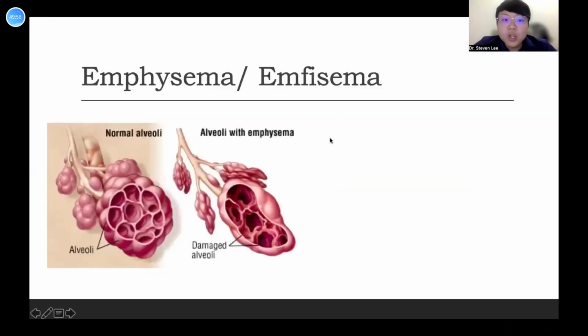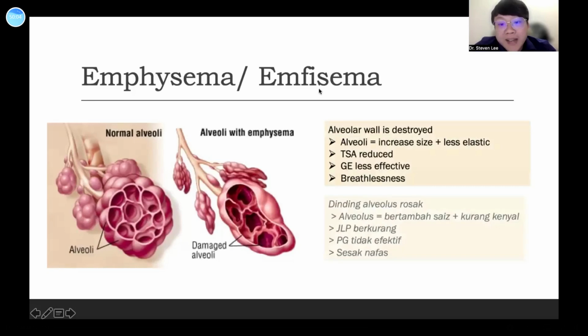Okay. So if you look at emphysema, this is a totally different thing. Emphysema is when the alveoli are damaged, so you can see they lose their surface area. So the problem in emphysema is the alveolar wall is damaged. Your alveoli are all increased in size, but when they increase in size, their surface area actually reduces and they become less elastic. So when this happens, the total surface area reduces, the gaseous exchange becomes not effective, and the patient comes with the same symptoms.